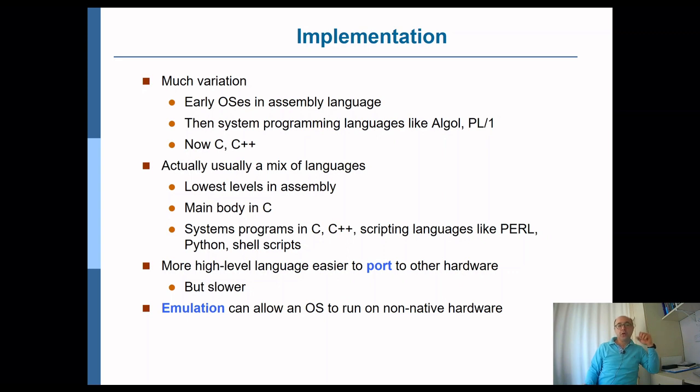But you cannot implement the whole operating system in assembly. That would be very complex and very difficult and would take a very long time. Therefore, the main body of the operating system, typically the kernel, is implemented in C, whereas the system programs are implemented either in C or C++. And as you go higher in the systems programs, we make use of scripting languages like Perl, Python, and shell scripts. They make use of the other programs developed in C or C++.